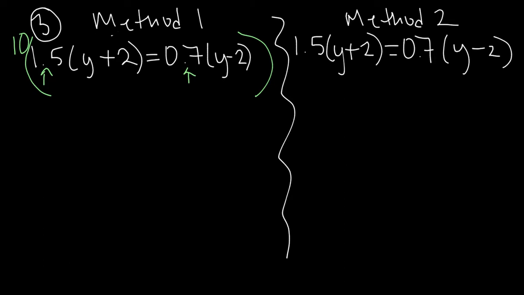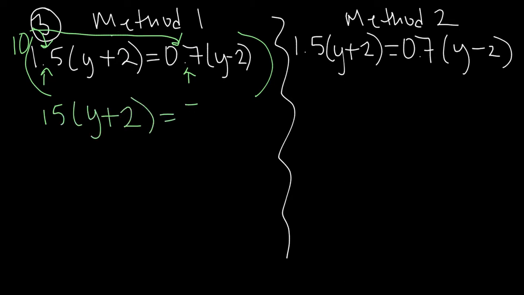When we do that, though, we're only going to multiply this number in front of the parentheses by 10. So this number here and this number here. So we would get 15 times y plus 2 equals 7 times y minus 2. The reason we only multiply those front numbers is that the y plus 2 is already multiplied by the 1.5. So when we multiply the 1.5 by 10 right here, we're already multiplying the y plus 2, so we don't need to multiply anything in the parentheses.